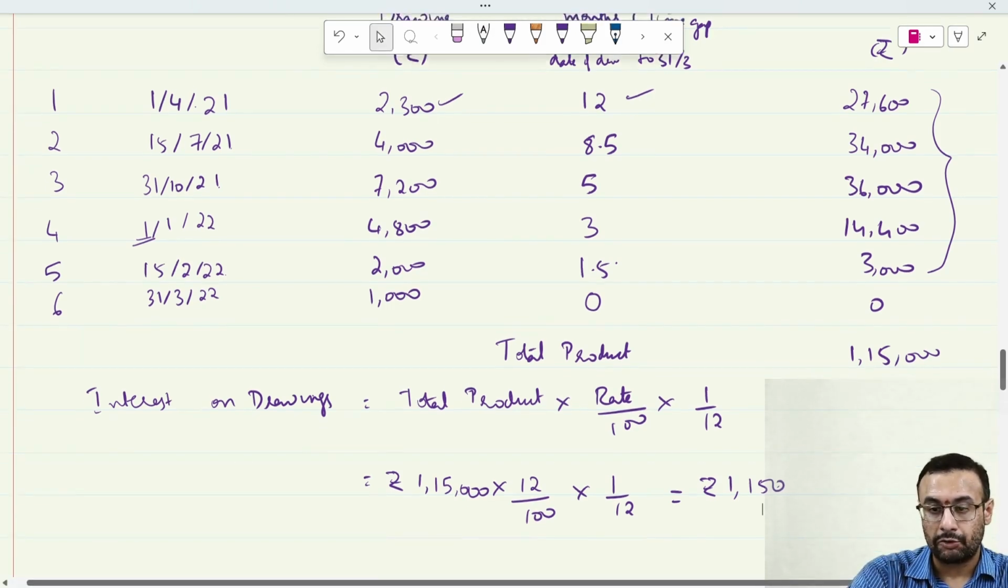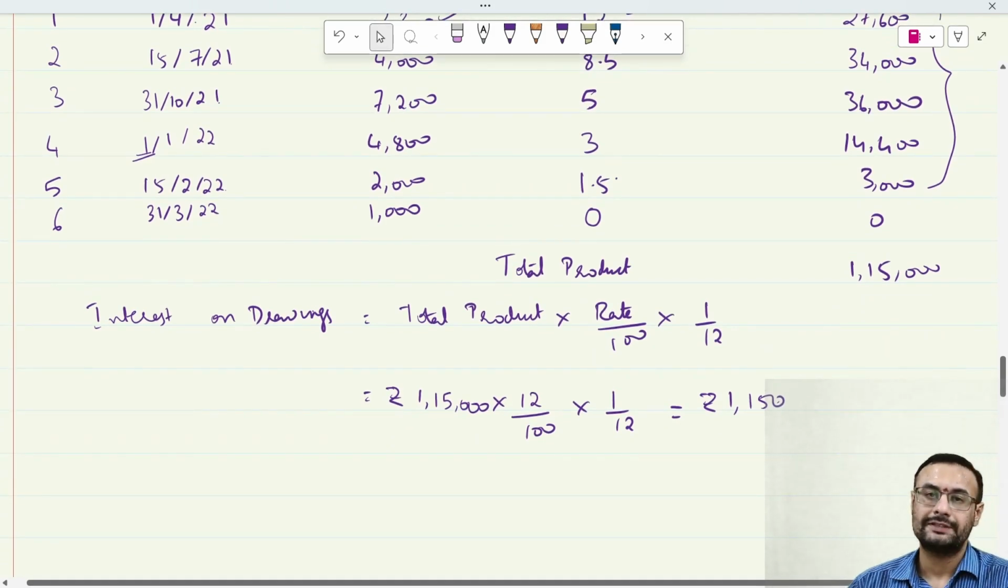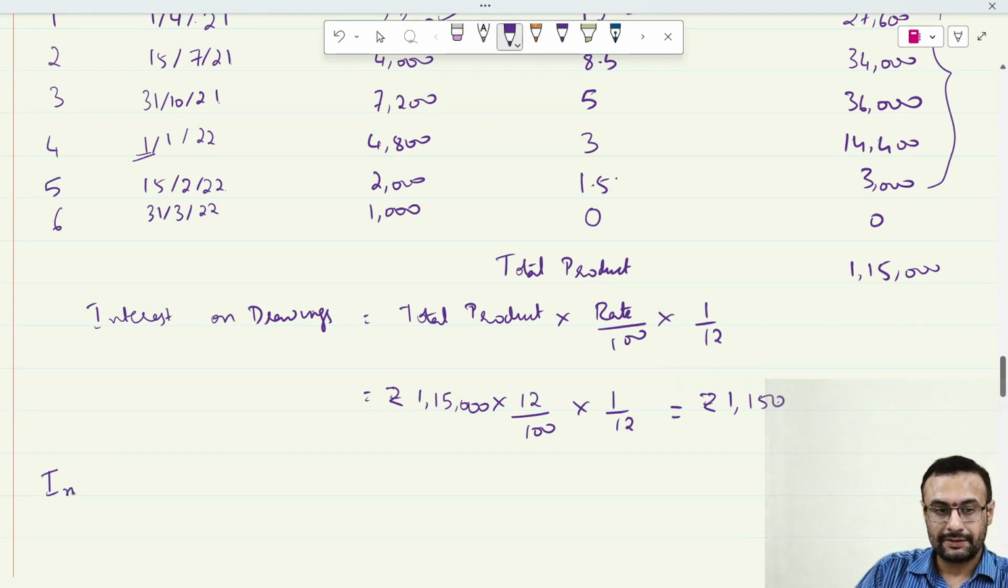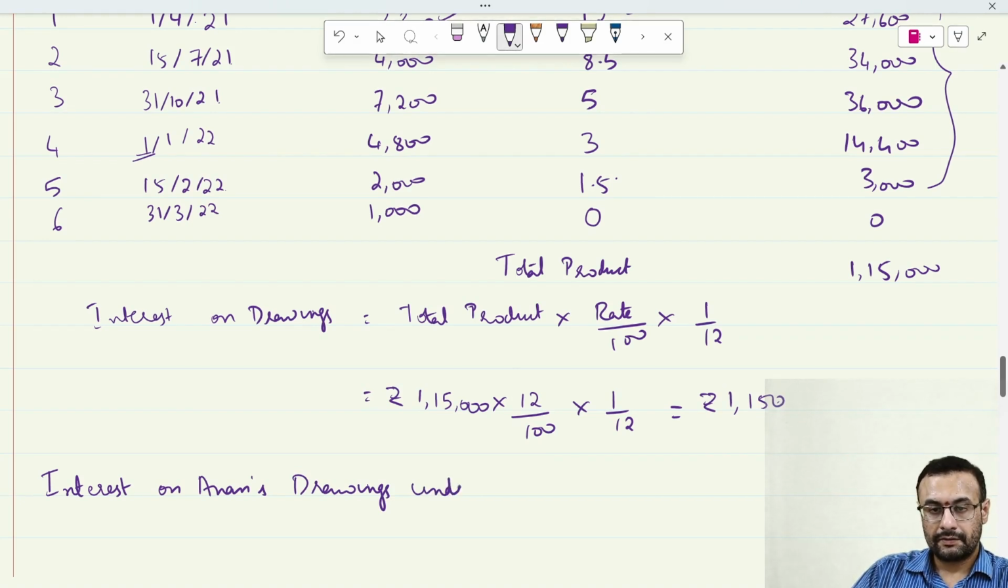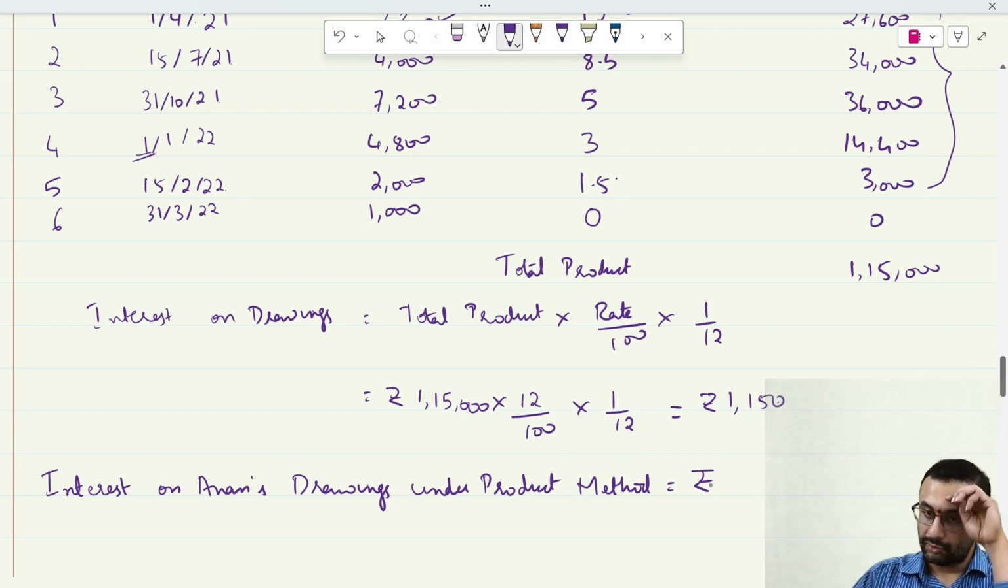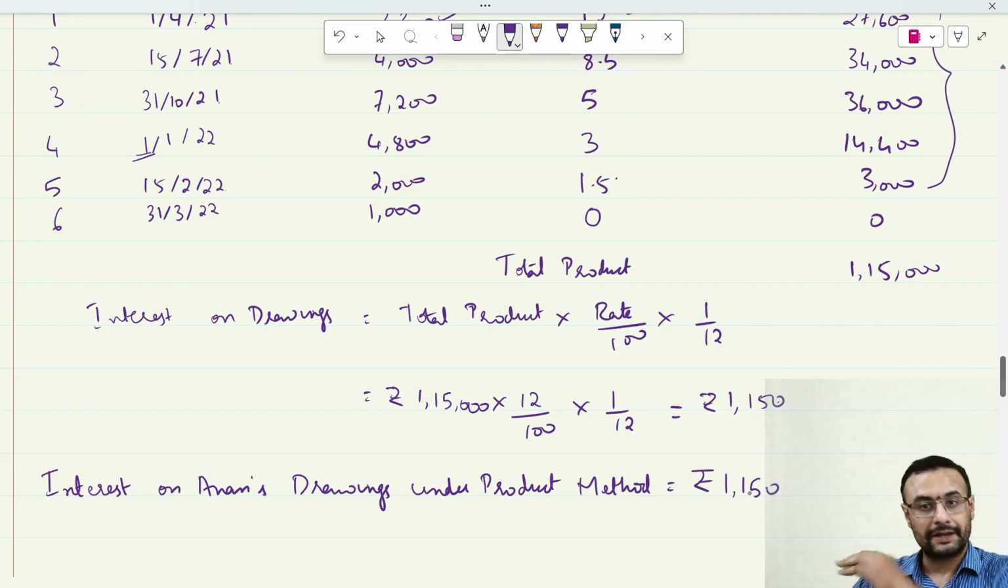Now, do we stop the problem here? No, we'll have to write one concluding statement. If you do not write the concluding statement, you may lose marks. So please write the concluding statement. Write this. Interest on Anand's drawings under product method is equals to rupees. Many students do not write rupees over here and lose marks, so please write rupees once again, rupees 1,150. This is the entire problem.